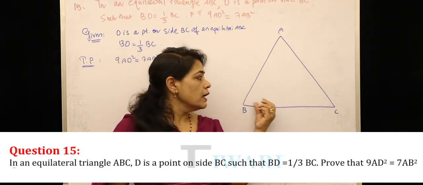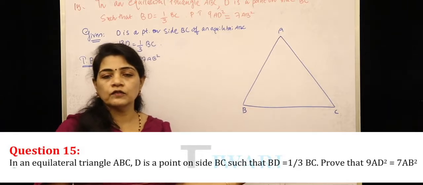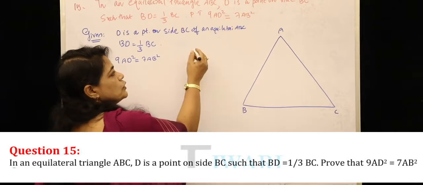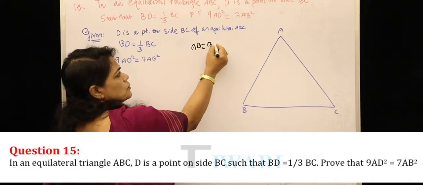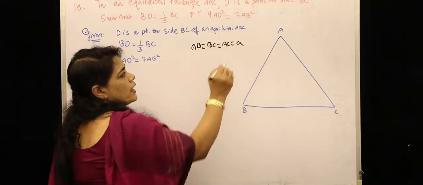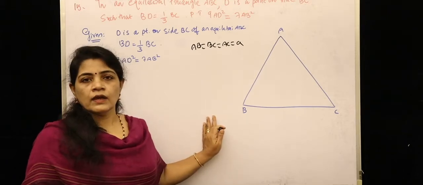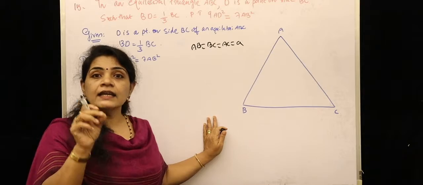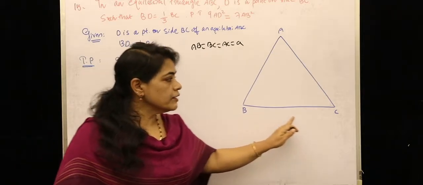Let each side of this equilateral triangle, AB equal to BC equal to AC, be equal to A units. And what is another thing given? It is given that D is a point on side BC.